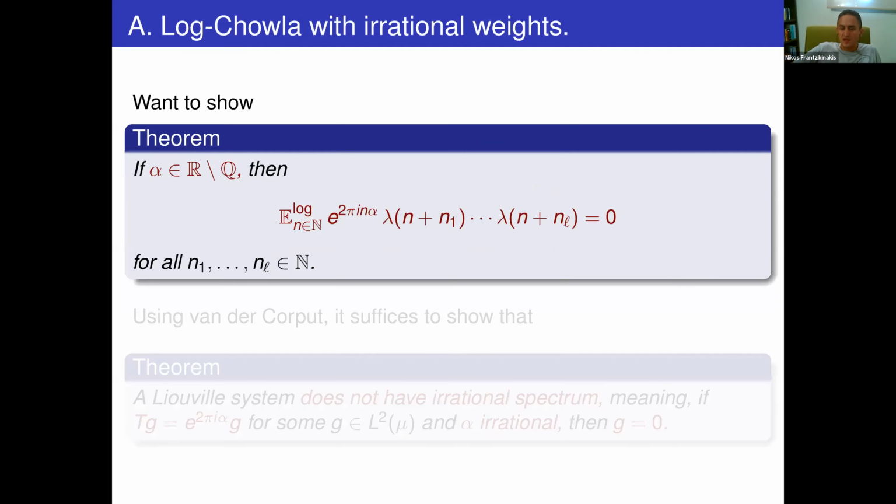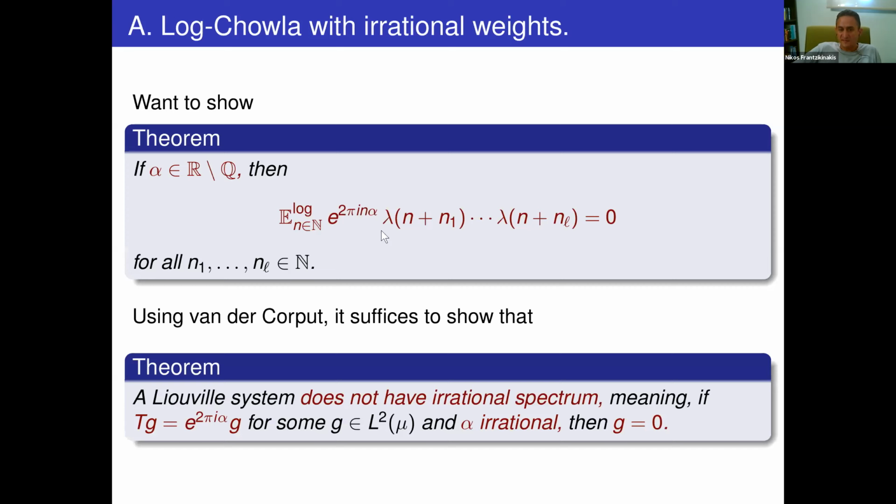So let's go and see now how we prove this thing, a very rough sketch, this weighted Chowla with irrational weights. So the first step, which is an elementary exercise, is that in order to prove the statement, it suffices to show that every Liouville system does not have irrational spectrum, which means you cannot have a non-trivial eigenfunction with irrational eigenvalue. If you have such an identity with an irrational, then G is necessary. Okay.